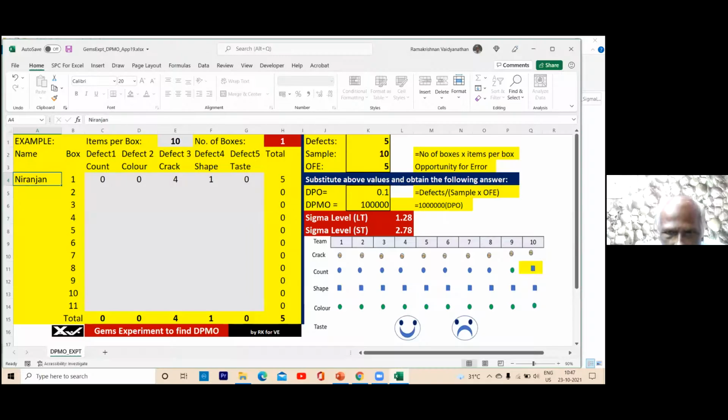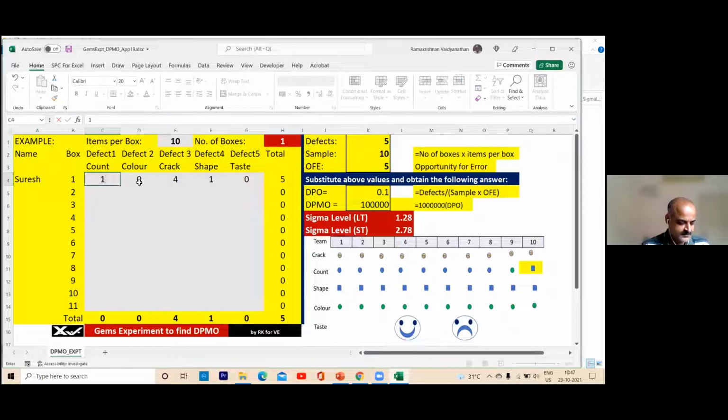Whoever comes, please tell me your name and then tell me the defects that you noticed. Suresh. Tell me what is the count. Count is 11. 11 means one defect, right? One defect. Then color? Color, it's 2. 2 defects.